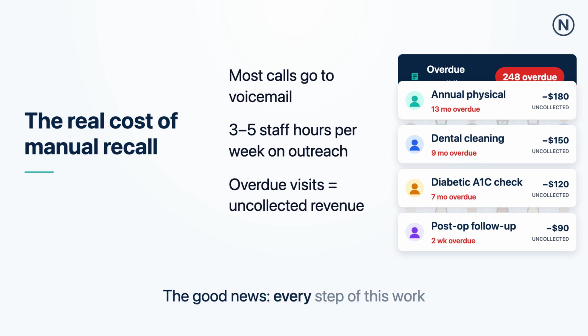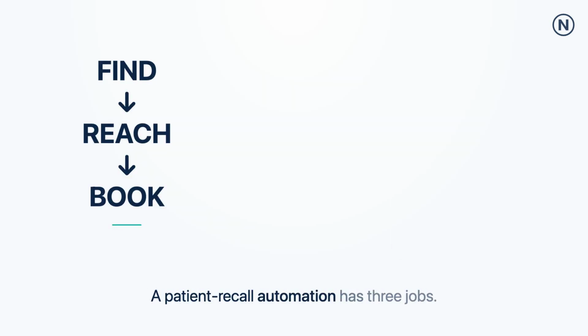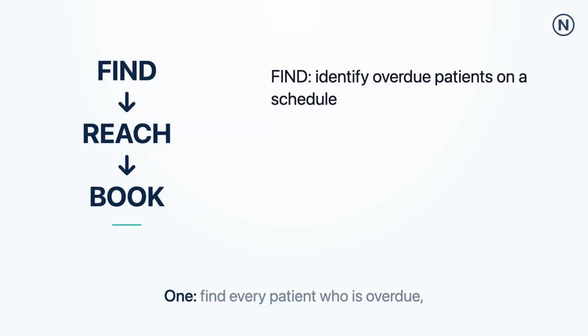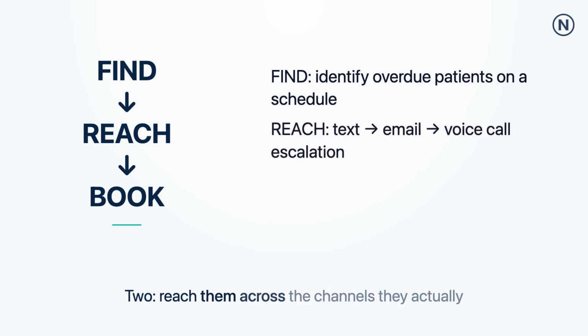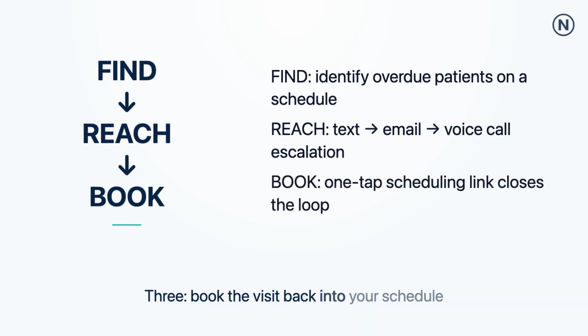The good news, every step of this work is a pattern. And patterns are what automation is good at. A patient recall automation has 3 jobs. 1, find every patient who is overdue on the right cadence for the right reason. 2, reach them across the channels they actually respond on. Text first, email second, a voice call only if the first 2 are ignored. 3, book the visit back into your schedule with as little friction as possible. Ideally, a link they tap once.